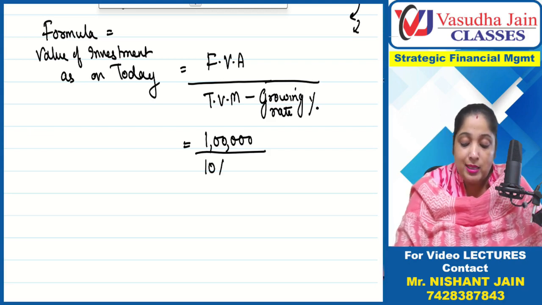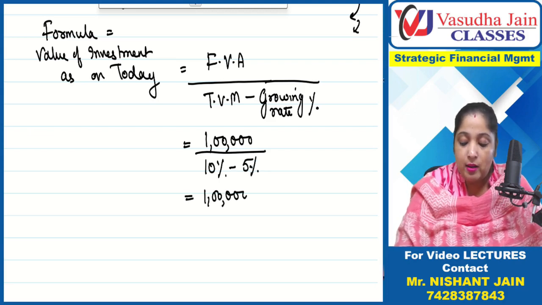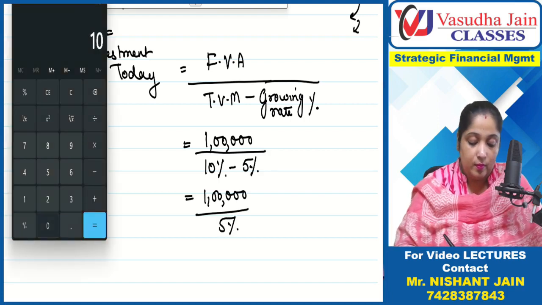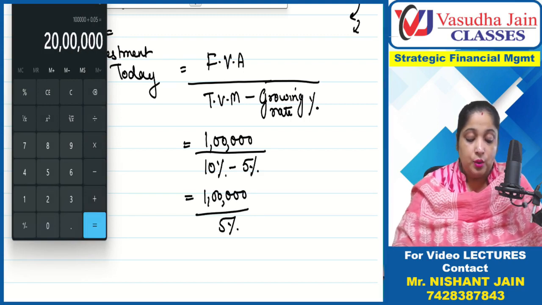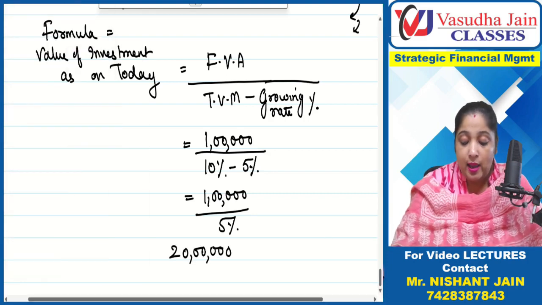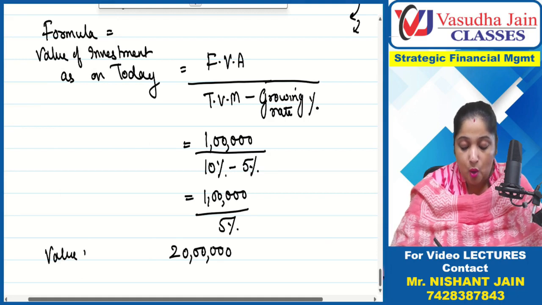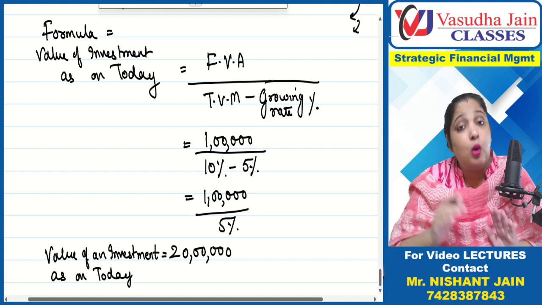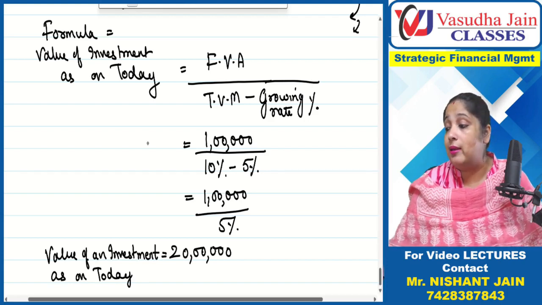So time value of money is 10%, but the growing rate I want is 5%. So 1 lakh divided by 5%. Now if I divide this, 1 lakh divided by 5%, so 20 lakh. So my dear students, you have to invest 20 lakh as on today. This is the value of an investment you have to do today. If you invest 20 lakh, then only you will be able to get this amount.